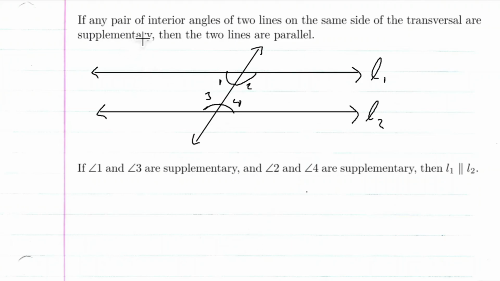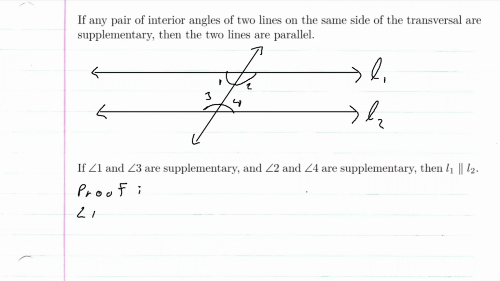Okay, so if any pair of interior angles of two lines on the same side of the transversal are supplementary, then the two lines are parallel. So if angle 1 and angle 3 are supplementary, and angle 2 and angle 4 are supplementary, then line 1 must be parallel to line 2. So let's go ahead and start the proof.